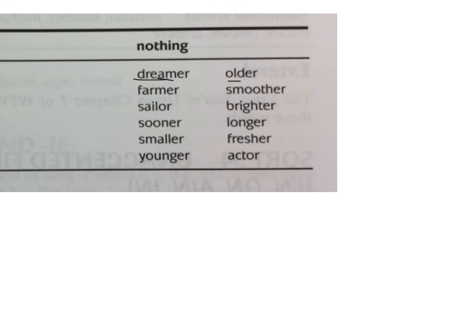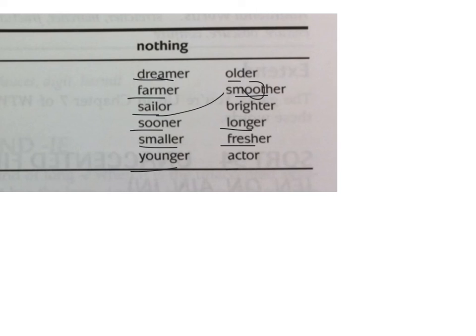Dreamer, older, smoother, that's a different type of sound. Farmer, you have an R controlled A. Sailor, long sound, you have that sound again. Smaller, that's your AL sound. Younger, actor, fresher, but these are the ones where you do nothing.